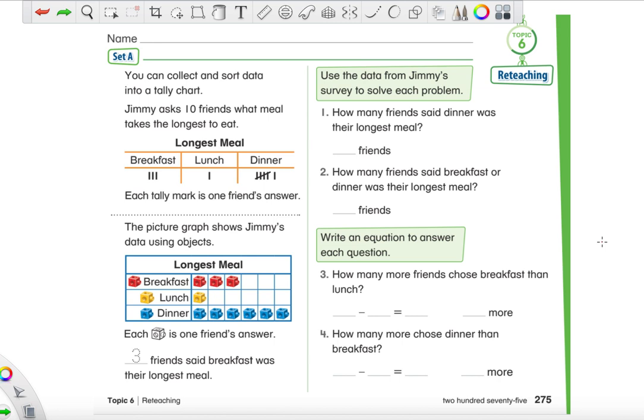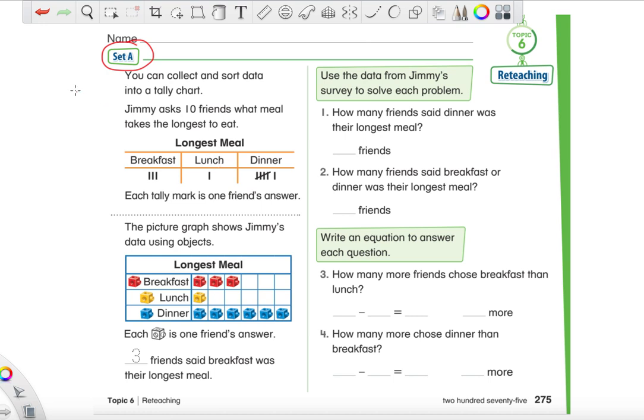Today we are going to review all of Unit 6, so we make sure that we're all refreshed on what we learned and make sure we can get 100 on this test tomorrow. So, we're going to do Set A first, where we make sure we know how to read a tally chart and a picture graph perfectly.